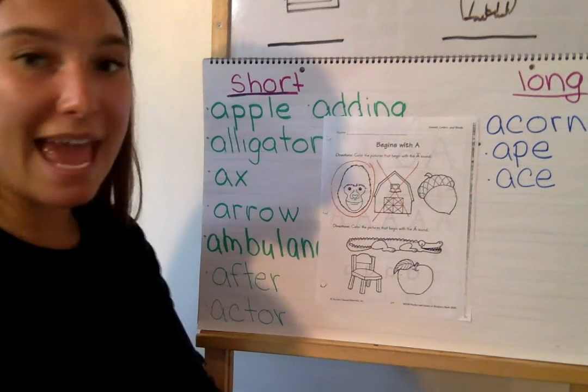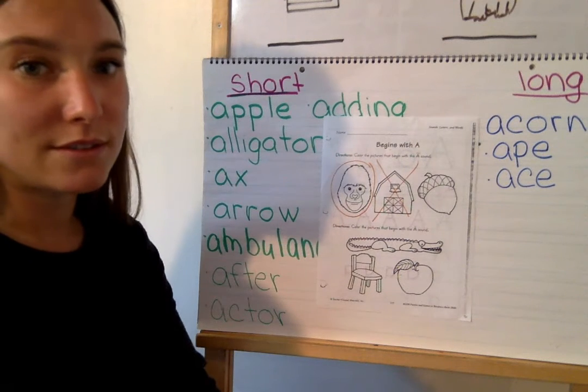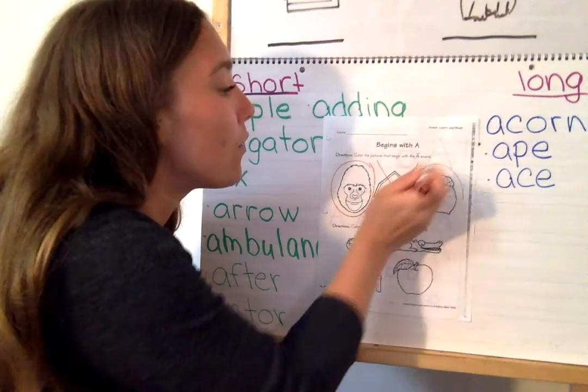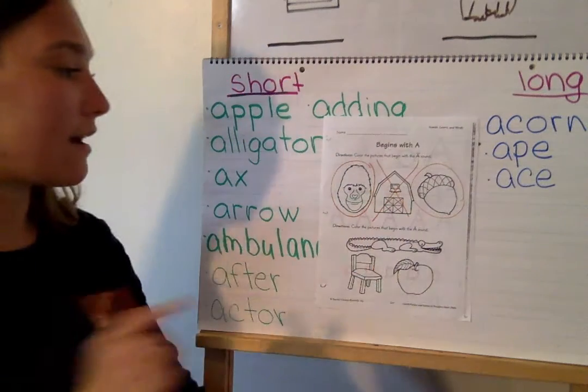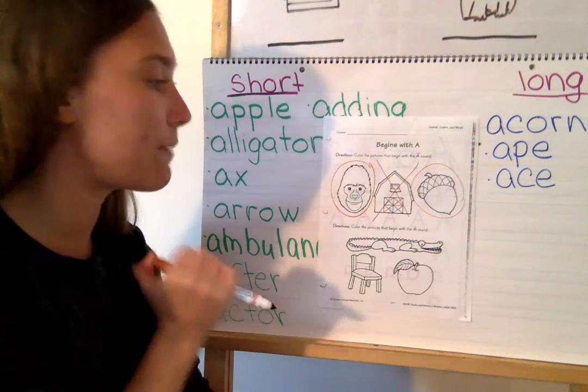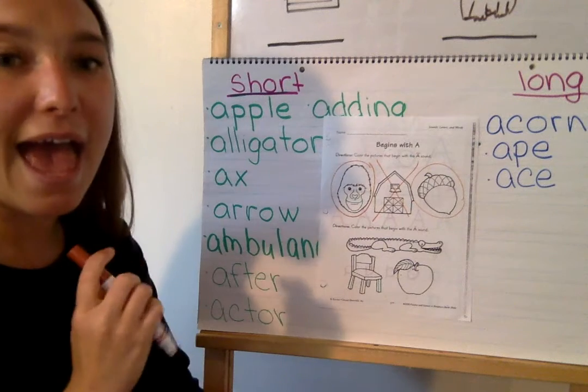Next we have an acorn. Acorn. That does start with the sound A. Acorn. Nice. All right, our next step is to color the pictures that begin with the short sound A, which is A.